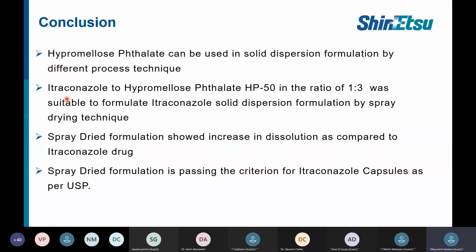Just move a bit faster because we are already running short of time.